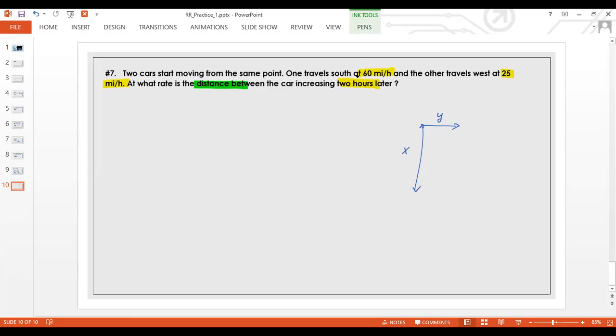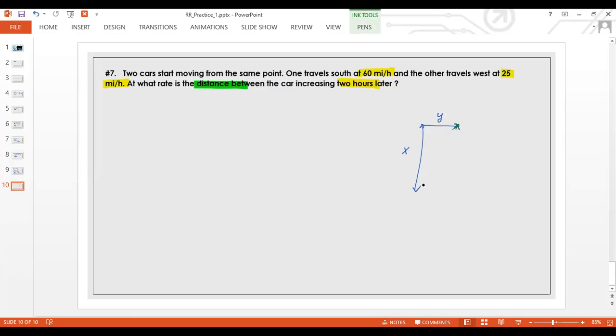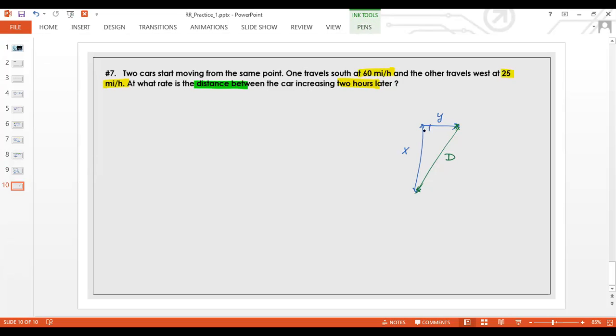And then they want to find the distance. So this is the distance, let's call it D. Because one travels west and one travels south, we know this is a right triangle, right? Now let's try to put it together. So we said the dx/dt, right? So the variables here, we have dx/dt.